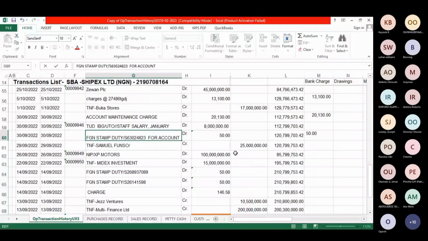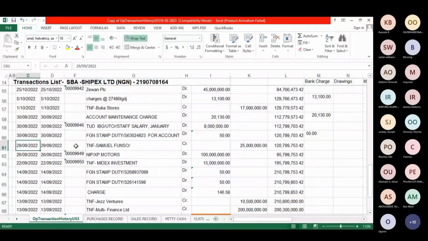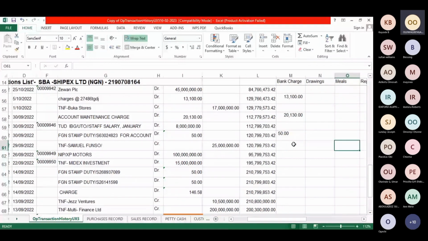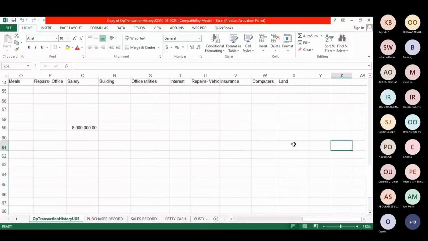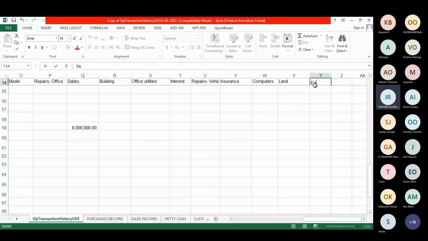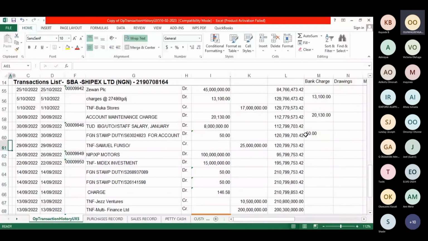Then here I will take it to be this Samuel Funshaw is also an equity shareholder. So I'll take this 25 million to someone who bought shares in the company, an equity shareholder. So the 25 million will be taken to pay an equity.